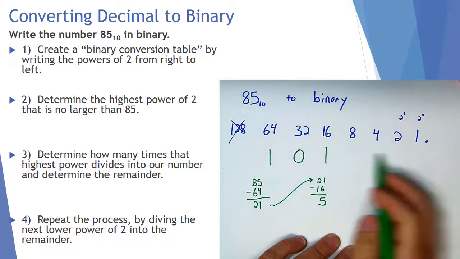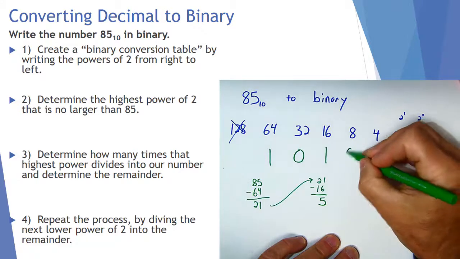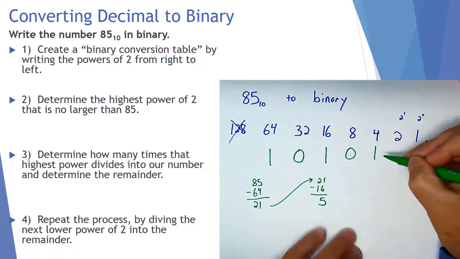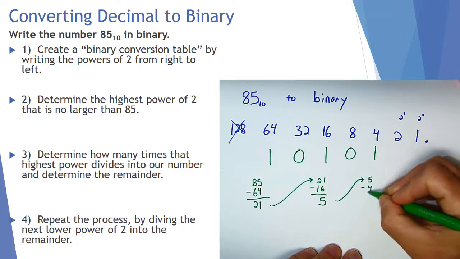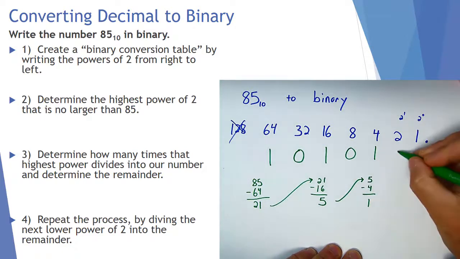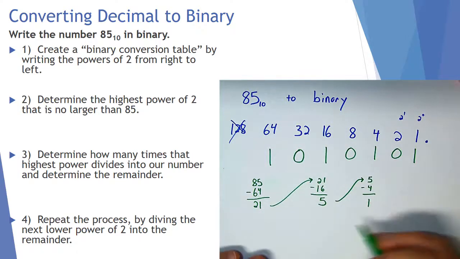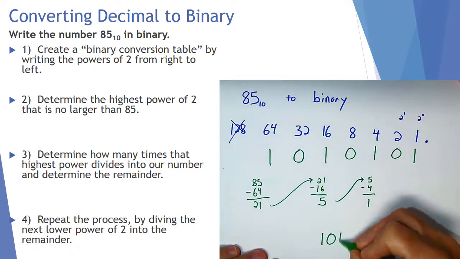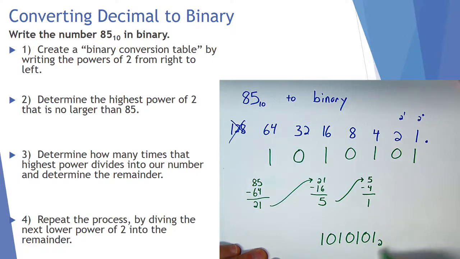What's the biggest power left on our list that doesn't exceed 5? Well, it's not 8, that's too big. It's 4, so we're going to spend a 4, and we're going to take that off. And that leaves us with a 1. So we have no 2's and we have a 1. And so there's our binary representation. It is 1, 0, 1, 0, 1, 0, 1, base 2.